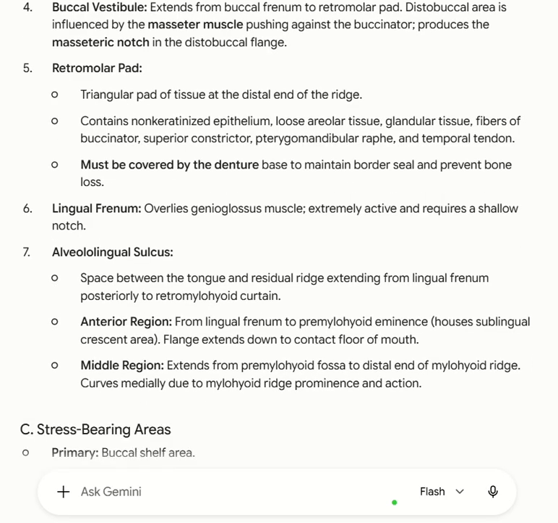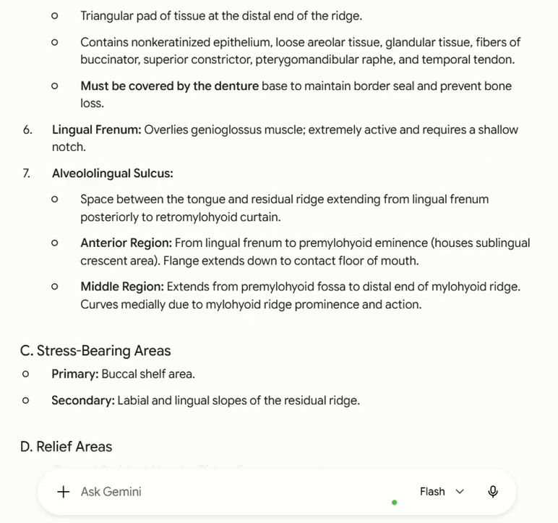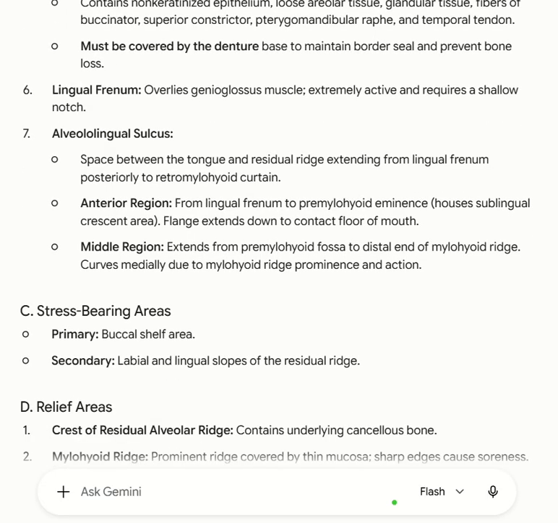Alveololingual sulcus: space between the tongue and residual ridge extending from the lingual frenum posteriorly to the retromylohyoid curtain. Anterior region, from the lingual frenum to the premylohyoid eminence, houses the sublingual crescent area. Flange extends down to contact the floor of the mouth. Middle region extends from the premylohyoid fossa to the distal end of the mylohyoid ridge. Curves medially due to mylohyoid ridge prominence and action.